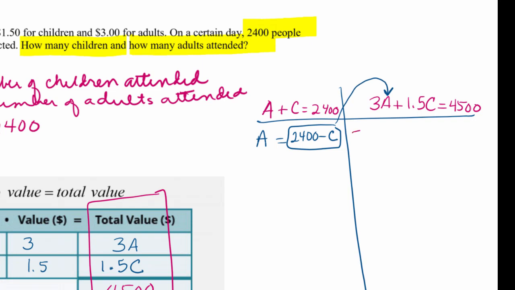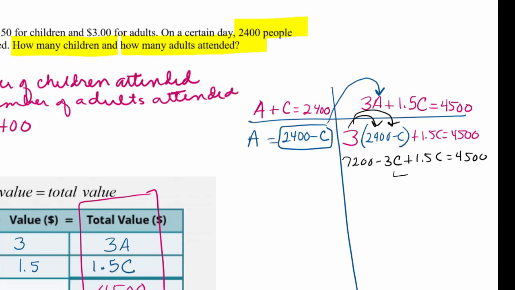So I have 3, then I'm going to put parentheses and substitute the 2,400 minus C. On the left-hand side, I now get to do some distributive property with the 3. So we get 7,200 minus 3C plus 1.5C equals 4,500. And I've got some like terms here. So I get 7,200 minus 1.5C equals 4,500. And I'm not too concerned about this negative 1.5 because I can see ahead that I'm going to have to subtract the 7,200 from the 4,500, and that's going to give me a negative answer. It's going to give me a negative 2,700 there.